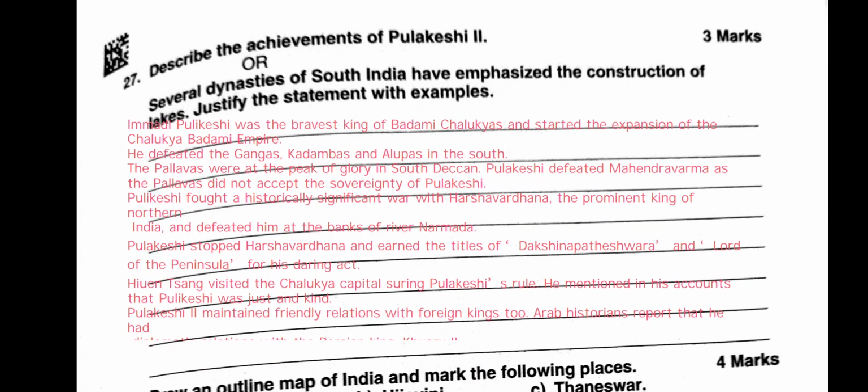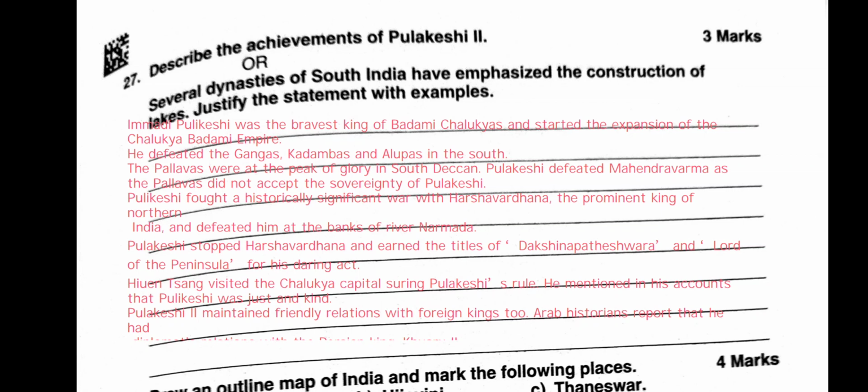Describe the achievements of Pulakeshi II. Immadi Pulakeshi was the bravest king of the Badami Chalukyas and started the expansion of the Chalukya Badami Empire. He defeated the Gangas, Kadambas and Alupas in the south. The Pallavas were at the peak of glory in South Deccan. Pulakeshi defeated Mahendravarma as the Pallavas did not accept the sovereignty of Pulakeshi. Pulakeshi fought a historically significant war with Harshavardhana, the prominent king of northern India, and defeated him on the banks of river Narmada. Pulakeshi stopped Harshavardhana and earned the titles of Dakshinapatheshwara and Lord of the Peninsula for his daring act.